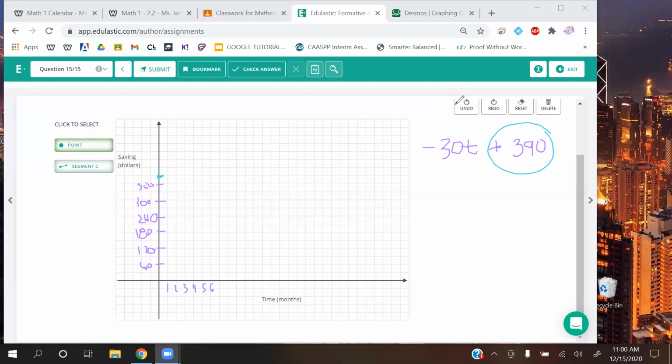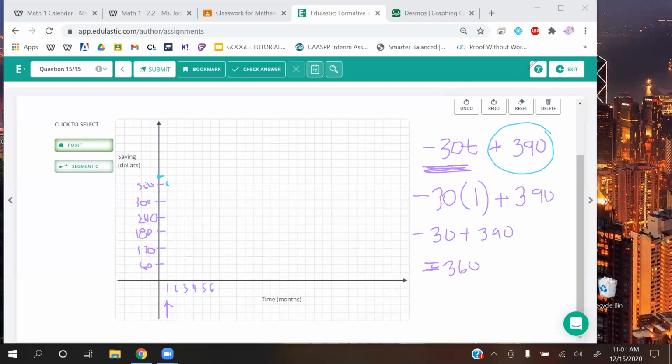Okay, and then we have our slope. Our slope is going down by 30. Okay, so it says minus 30t. That means every single month, we're gonna go down by 30. So let me show you by plugging in a number. We're going to plug in the first month, so negative 30 times 1 plus 390. That's going to give us negative 30 plus 390, which gives us 360. So as you can see, we went from 390 to 360 on the second dot that I'm trying to plot right there. So we've gone down by 30 every single month.